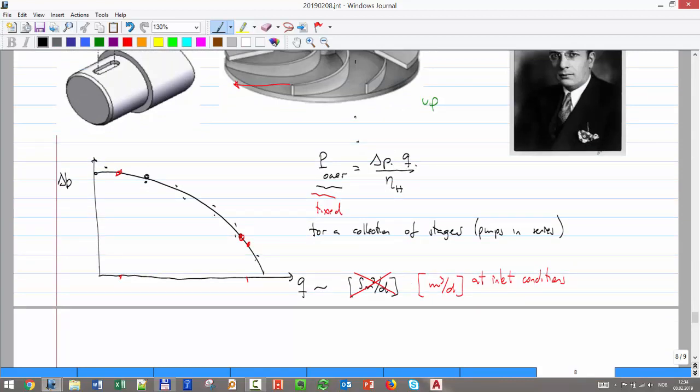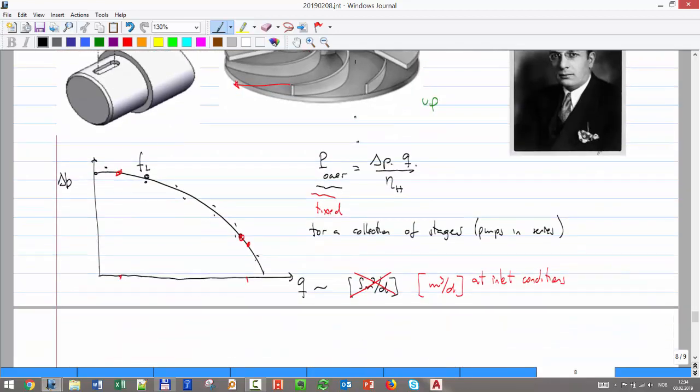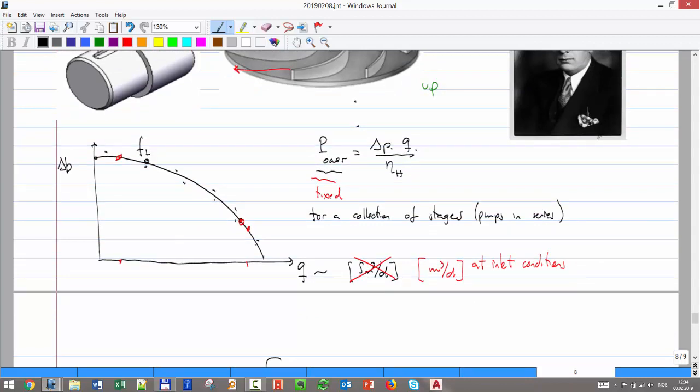Now that's for a given rotational speed, for a given frequency 1. What happens when I increase the frequency? I make this pump rotate faster. That's something I can adjust, right? I just come to this box and I change the frequency. How does the curve change? What do you think if I rotate faster? It should give more energy, right?